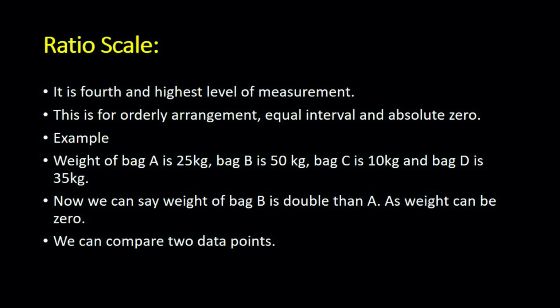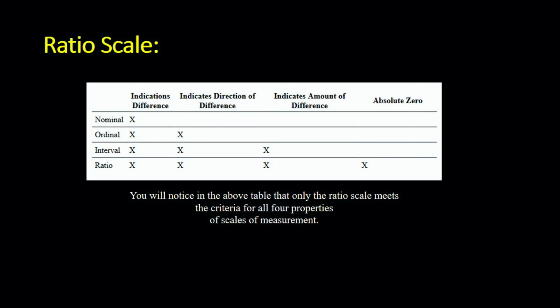Okay, in the next slide, you can see here the four scales: nominal, ordinal, interval, and ratio. And on the top heading, you can see the indication: differences indicate direction of difference, indicates amount of difference, and absolute zero. So you will notice in the above table that only the ratio scale meets the criteria for all the four properties of a scale of measurement.